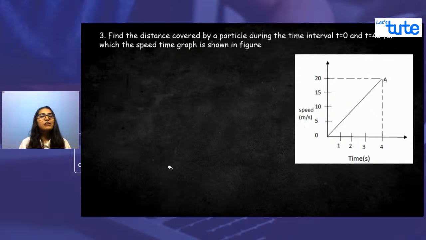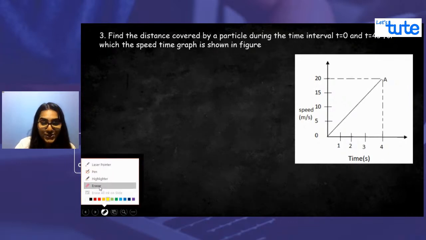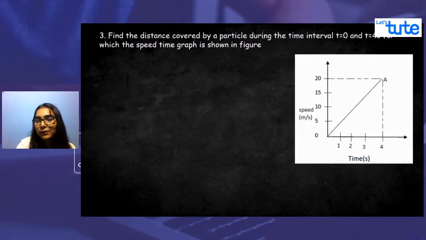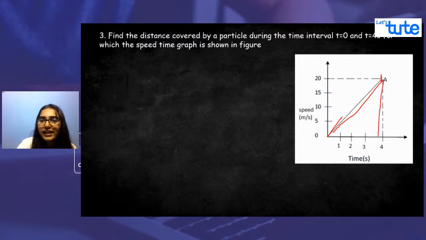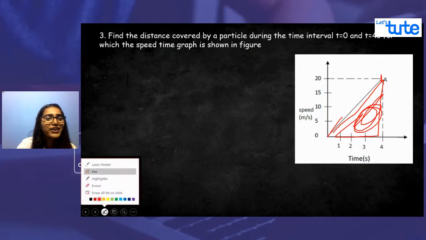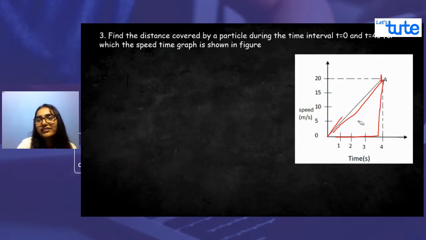So find the distance covered by a particle during the time interval from 0 to 4 seconds. Now the thing is, this is not a straight graph. So your length into breadth is not going to work here. They've told you to find out the distance from 0 to 4 seconds. So from 0 to 4 second, you have to find out the area of this triangle. Does anyone remember what's the formula for area of a triangle? Think about it, guys. If you figure out the area of a triangle, this sum is done for you.